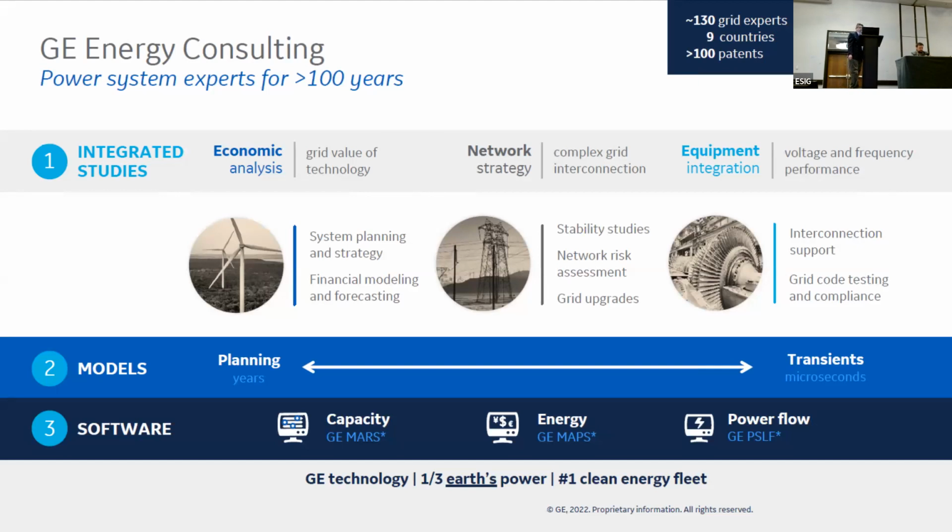third parties. So we have a production cost model called GE Maps, which was originally developed at the very beginning of the deregulation of New York. We also have a capacity model, GE Mars, and then a power flow tool called GE PSLF, which I believe is primarily used here in the WEC. So we do rely on these tools quite a bit in-house because they're our own tools.